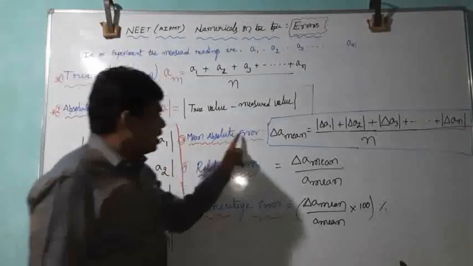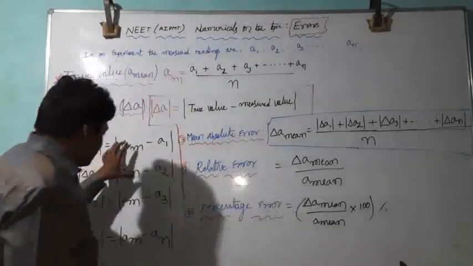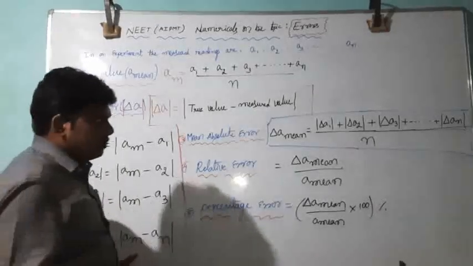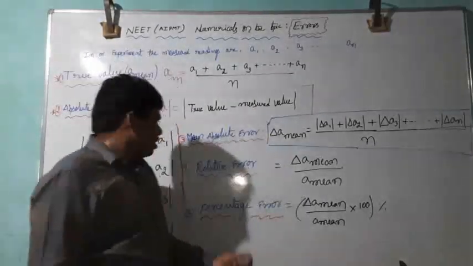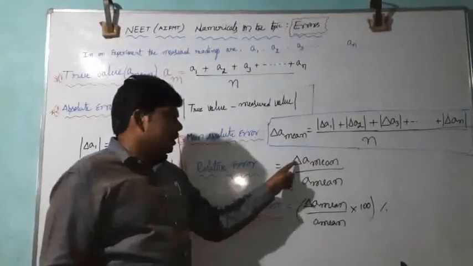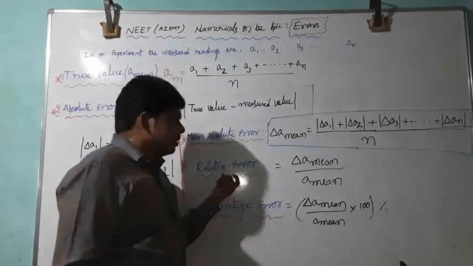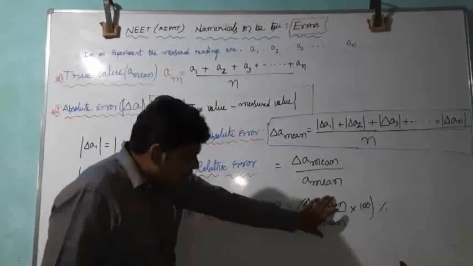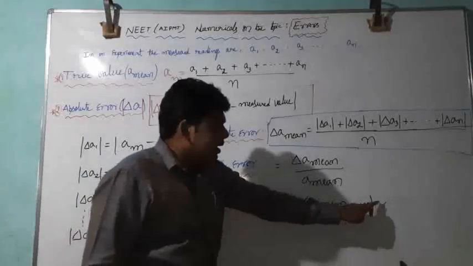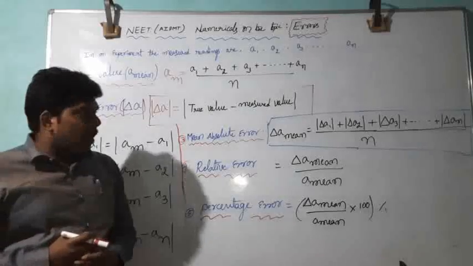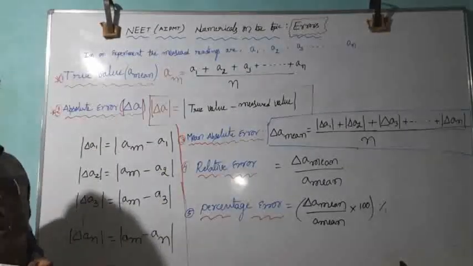Next, go for the mean absolute error. After finding all the absolute errors, find the average of all those. That is nothing but the mean absolute error. Later, relative error. Take the ratio of mean absolute error to the mean value, then you will get the relative error. Next one, percentage error. The relative error multiplied by 100 and expressed in terms of percentage is nothing but the percentage error. Now, after completion of this, next we will go for another topic.